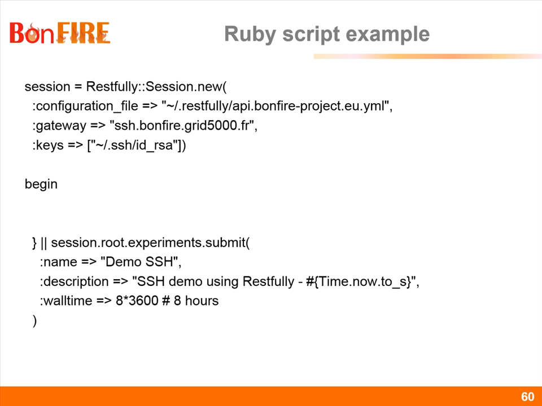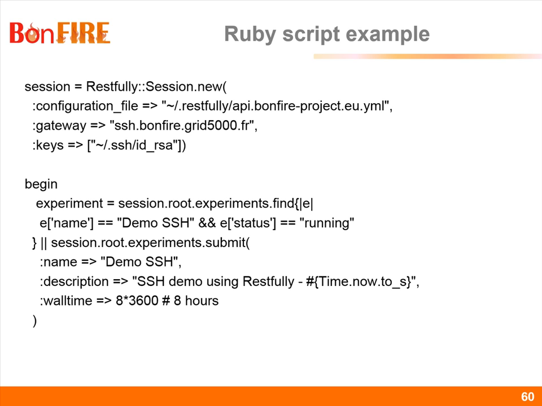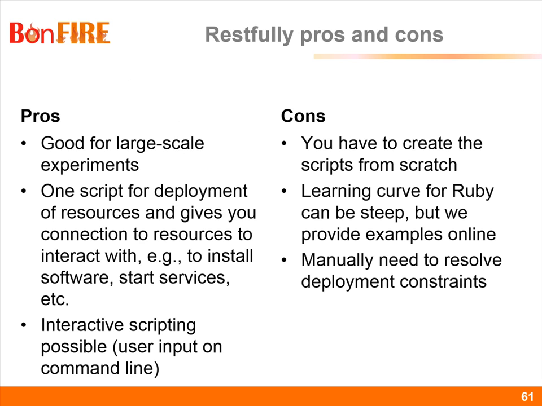In a general case, you do create an experiment, submit experiments, call it demo SSH. This is the description. And this is the wall time that I expect, 8 hours. In this case, you can also do something like look to see if an experiment with that same name is there. And instead of starting a new one, just grab that as your experiment and continue from that point on. So very powerful, as I showed with a very simple example here.